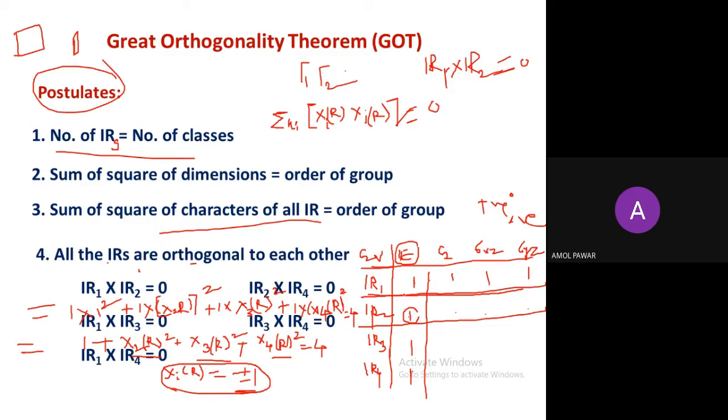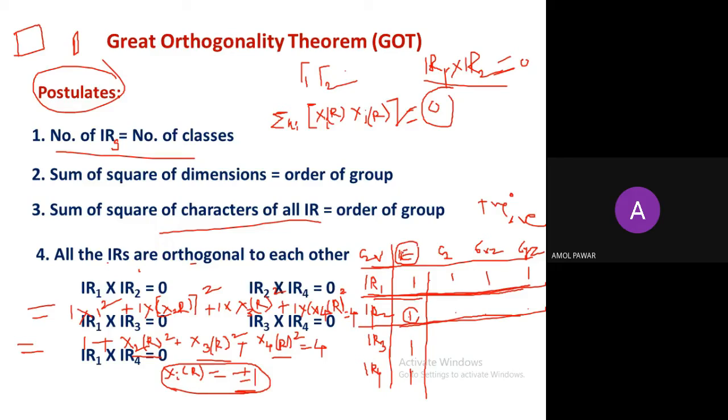So that means we have to multiply this IR1 into IR2. Okay, but we do not know the values of IR2. So now we can do it on the basis of trial and error method till we get the value 0. Okay, now first try with IR1 into IR2.